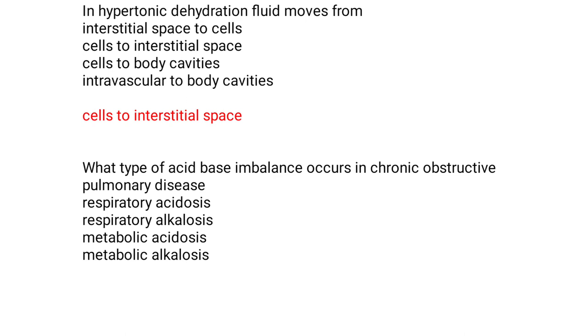Next one. What type of acid-base imbalance occurs in chronic obstructive pulmonary disease? Options like respiratory acidosis, respiratory alkalosis, metabolic acidosis, metabolic alkalosis. And the answer is mostly in the chronic obstructive pulmonary disease, we can see respiratory acidosis.